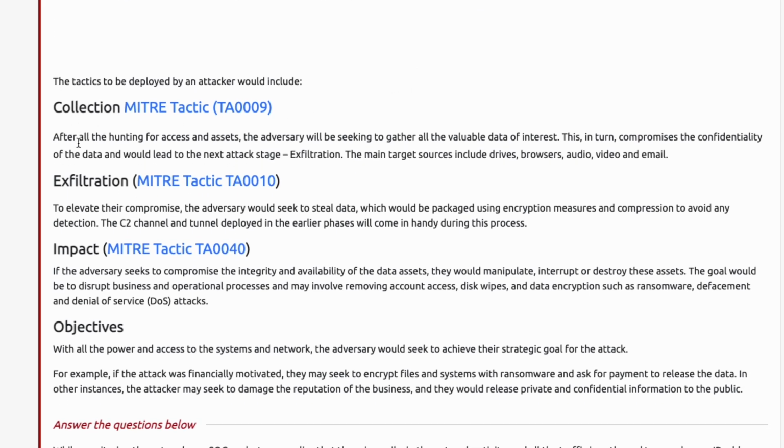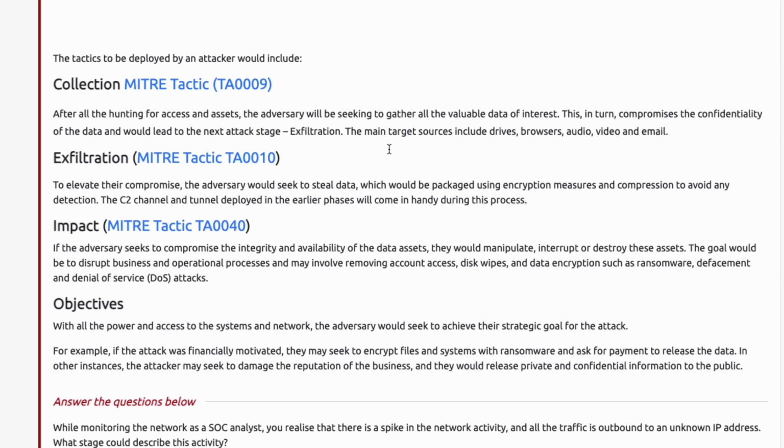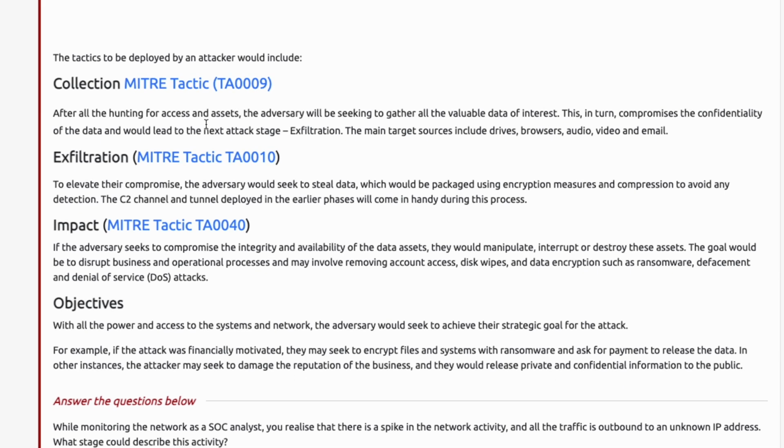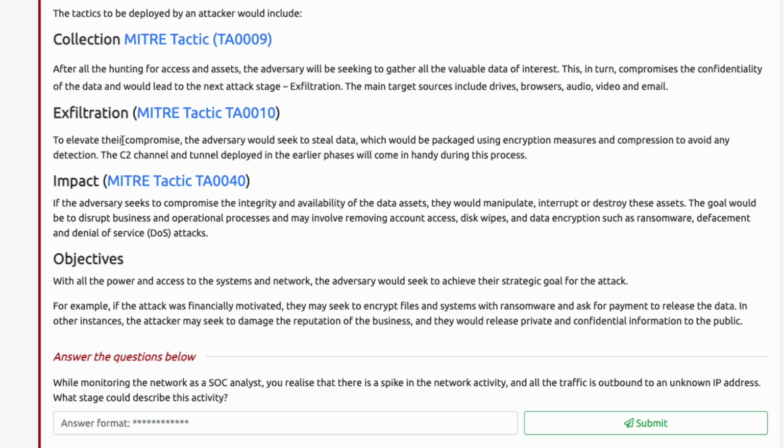So collection, after all the hunting for access and assets, the adversary will seek to gather all the valuable data of interest, then compromises the confidentiality of the data, and it would lead to the next stage, which is exfiltration. And they can use drives, browsers, audio, video, email, all that stuff to exfiltrate the data.